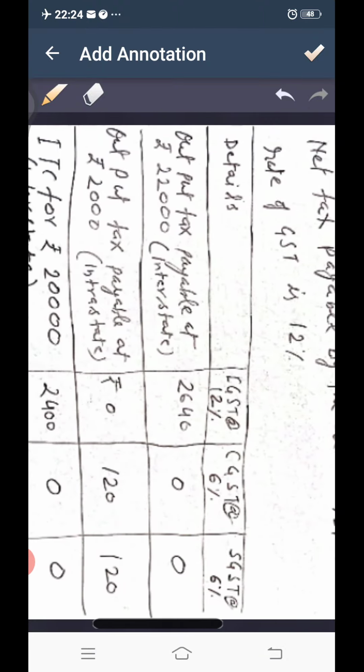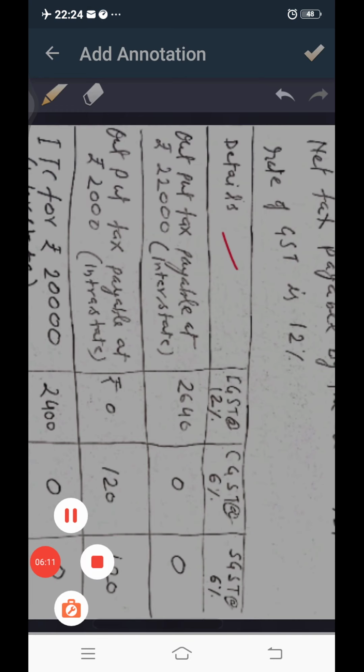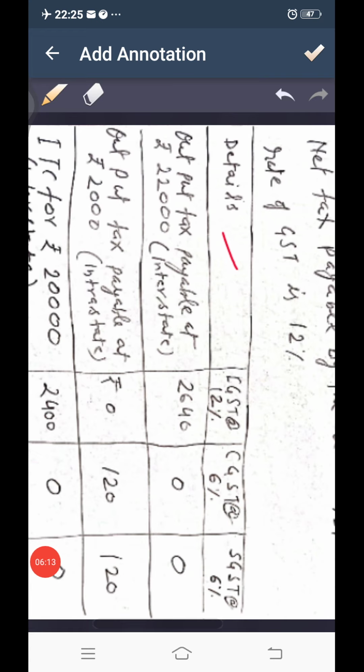So again we will make a table of the same type, that is details, then IGST at the rate of 12%, CGST at half the rate, that is 6%, and SGST also 6%.